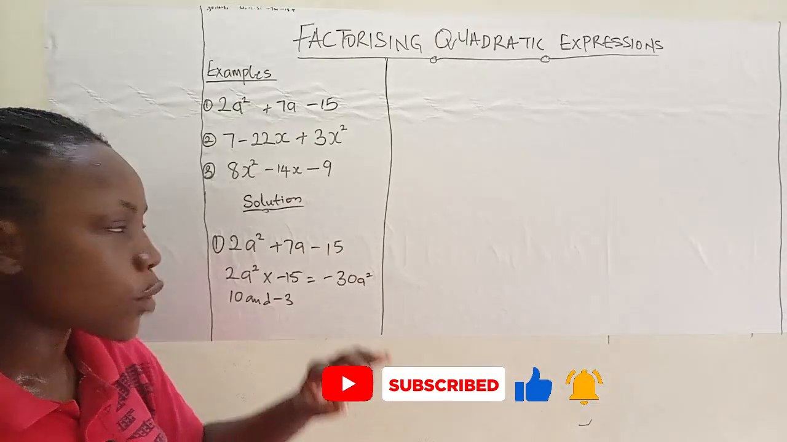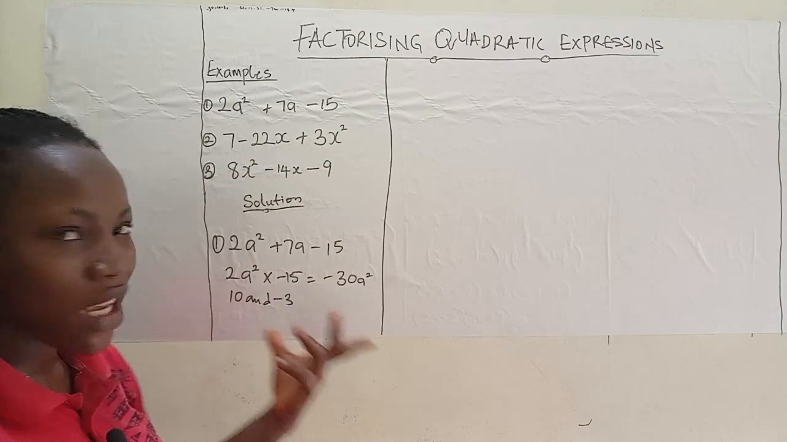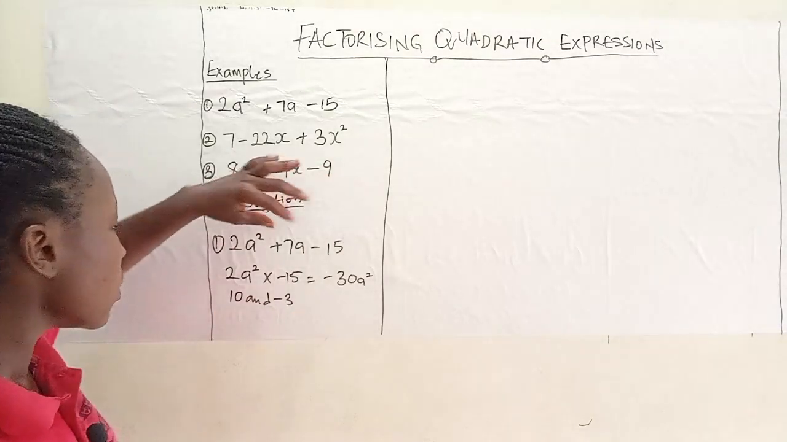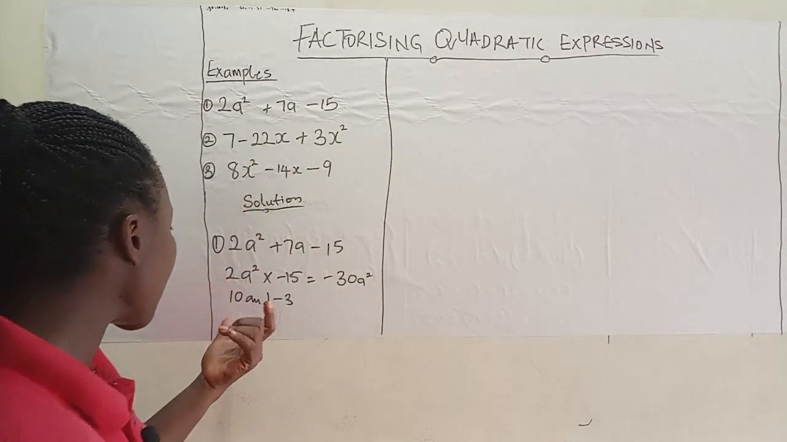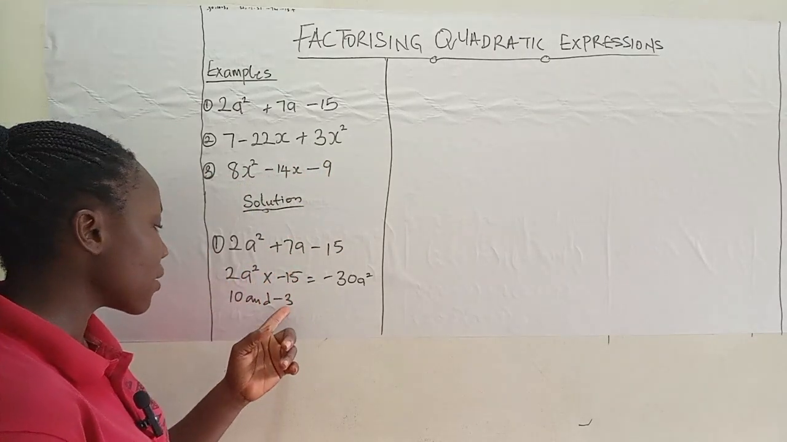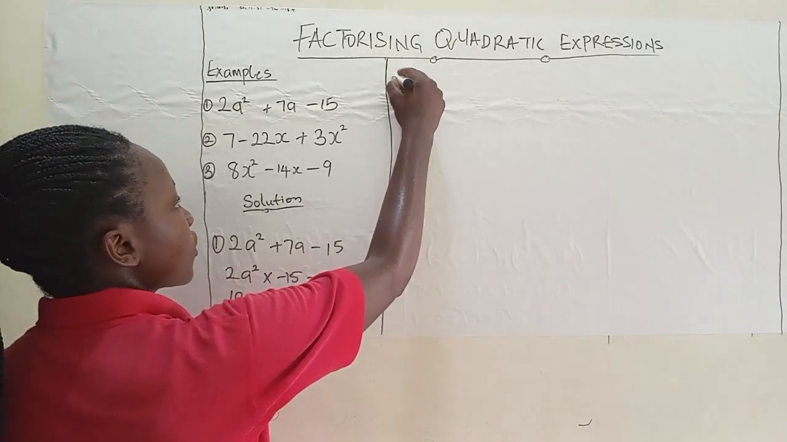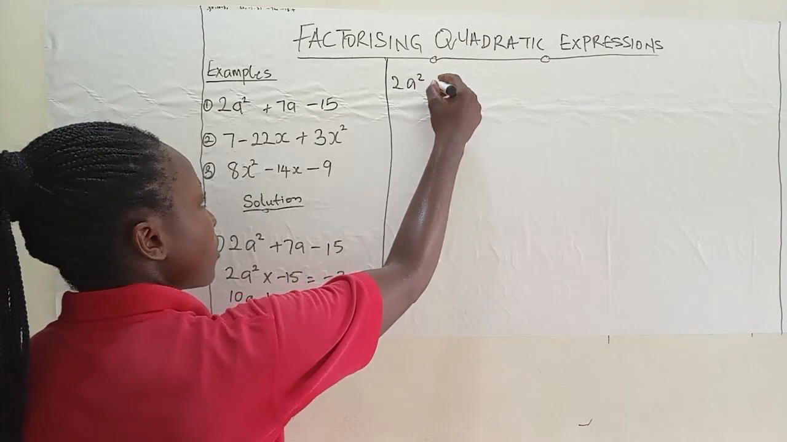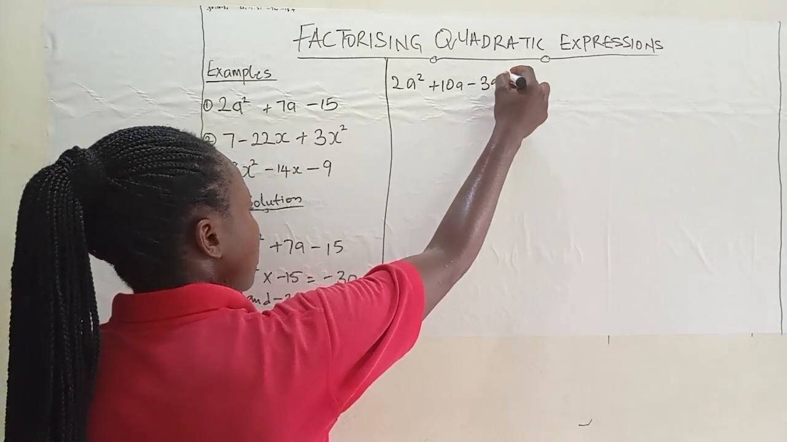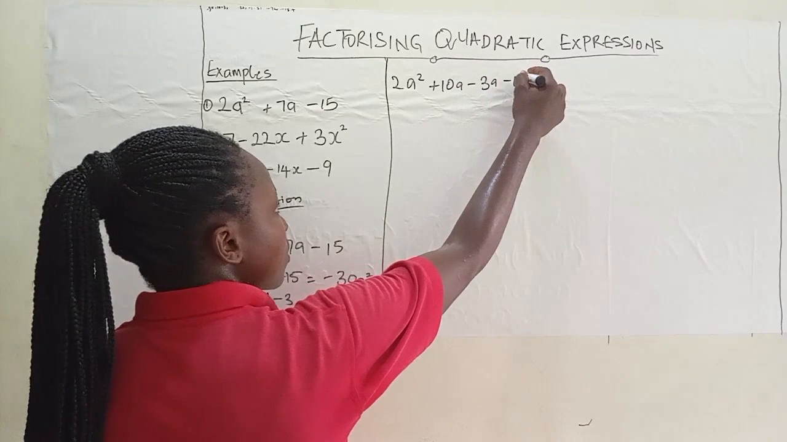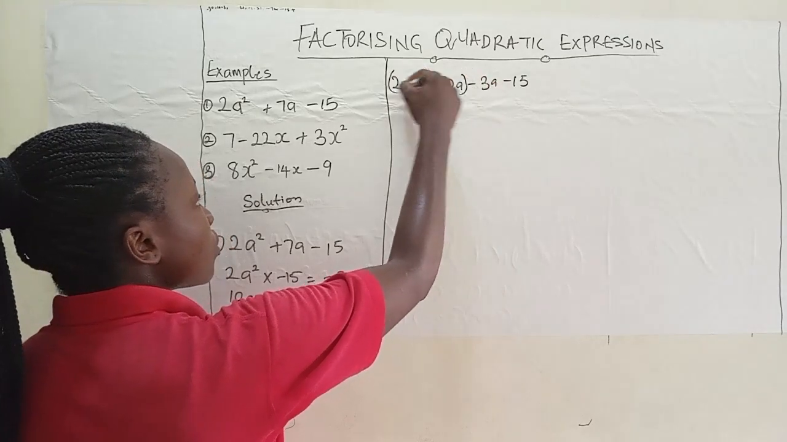The next thing is to substitute this middle number with these ones. What I mean is that wherever this middle number is, we remove it and replace it with 10a and minus 3a. So we are going to have 2a squared plus 10a minus 3a minus 15. So we are to group them.